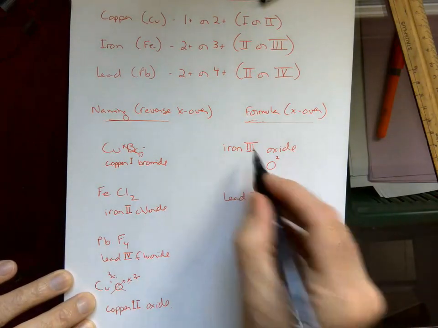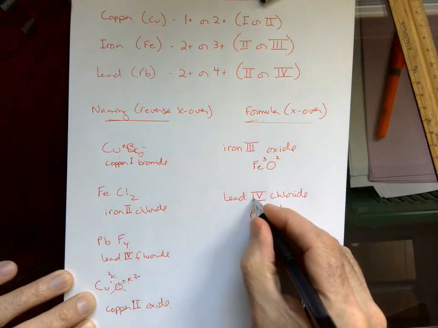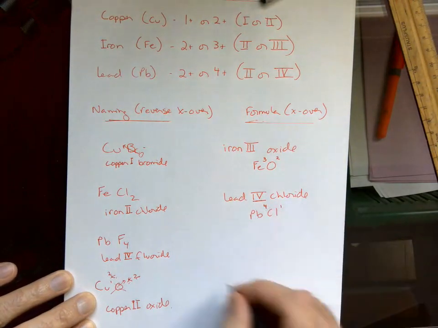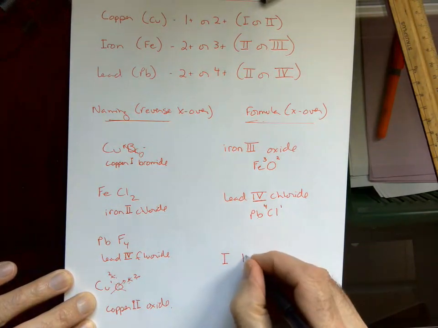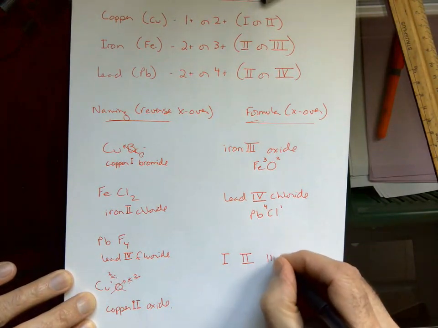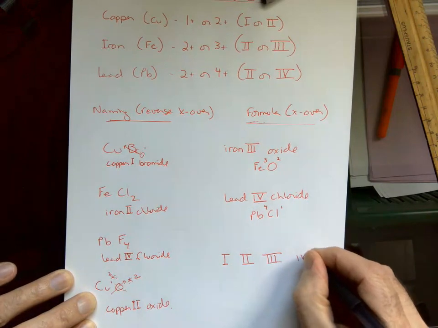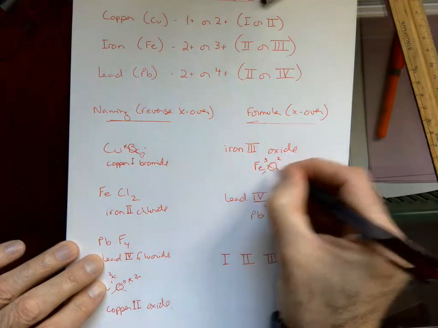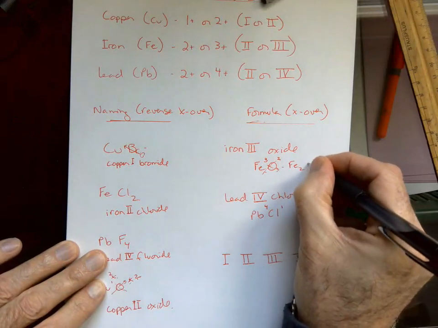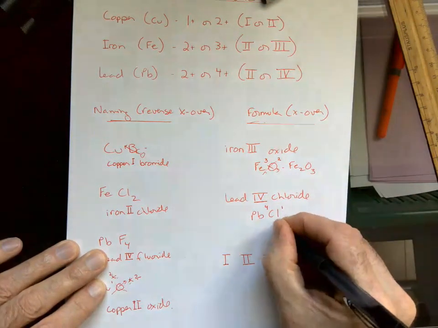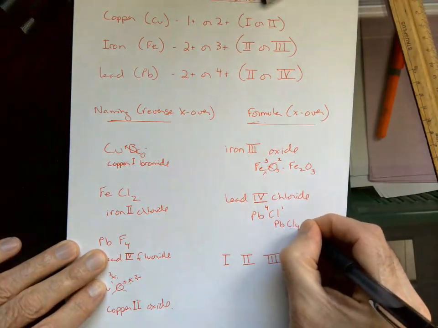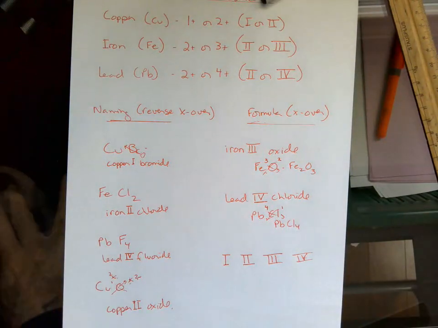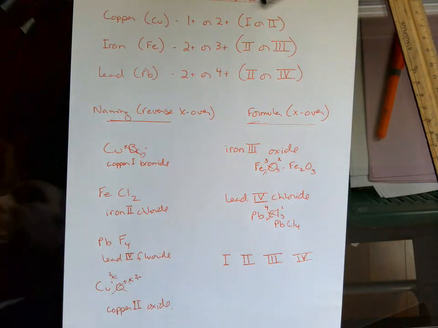Well, those crossover numbers are the Roman numerals. So that's 1, 2, 3. And that means 1 before 5, which is 4. So you only have to know the Roman numerals 1, 2, 3, and 4. So now we cross them over. Fe2O3 and PbCl4. Okay, so that same crossover number rule applies.